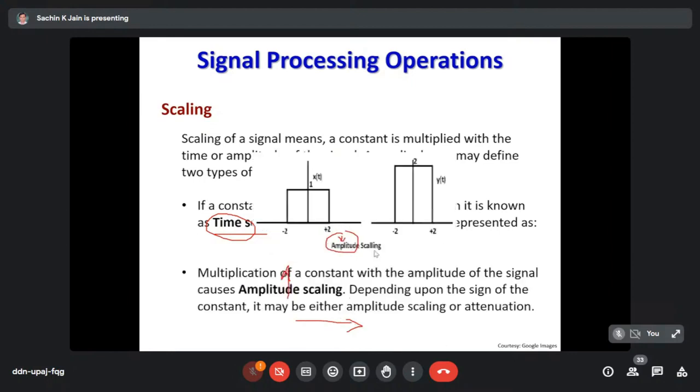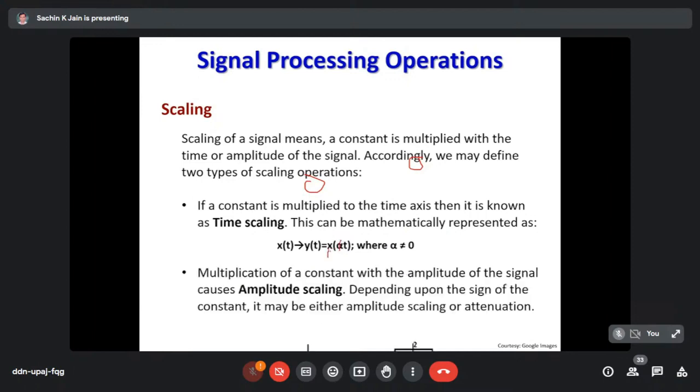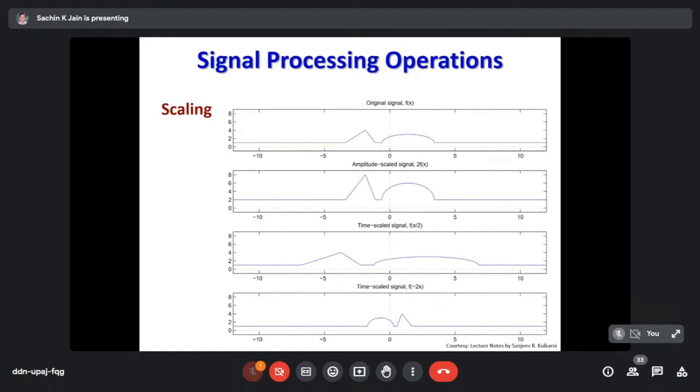Now in amplitude scaling, we multiply the amplitude, so the amplitude gets multiplied by 2 here. It is represented in the same way, but instead of alpha appearing inside the argument, in the expression alpha x(t) it appears outside. This is the visualized form of scaling, where the nominal signal means the original signal.